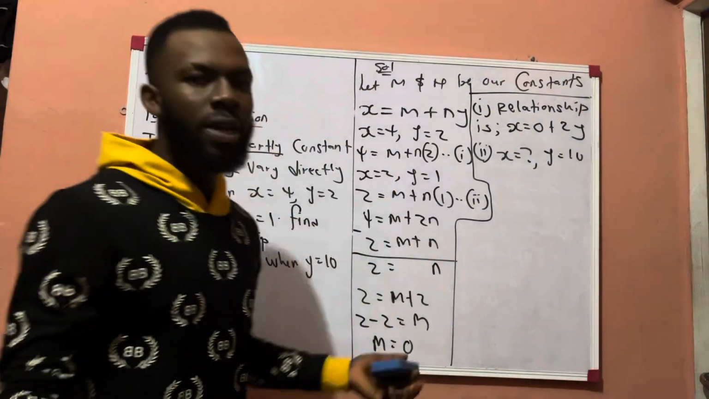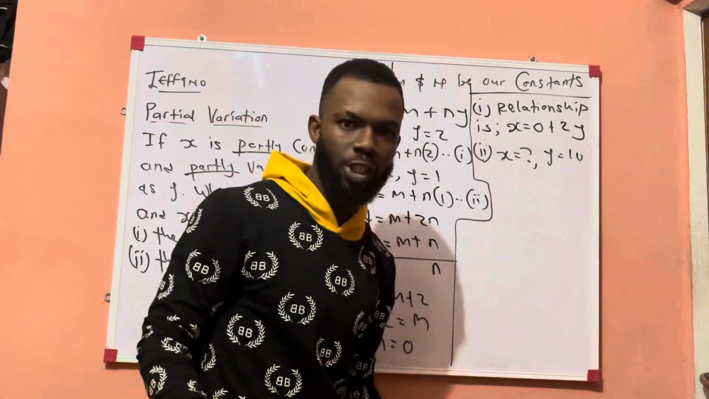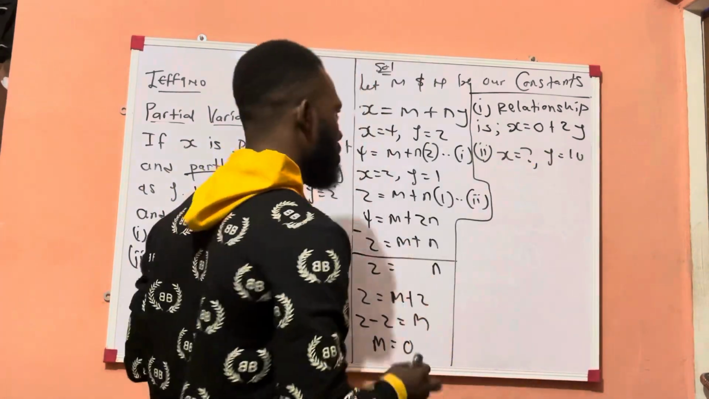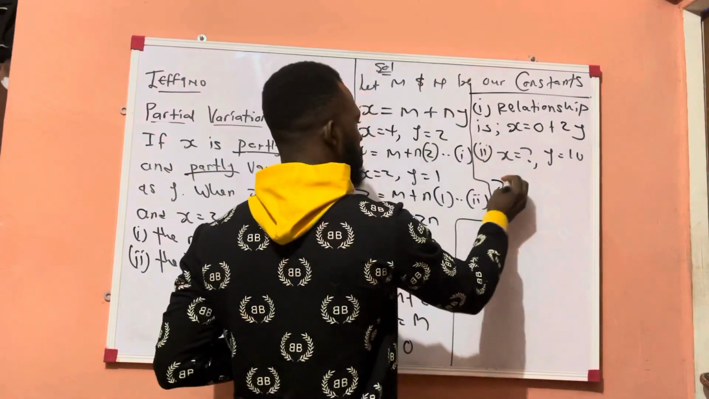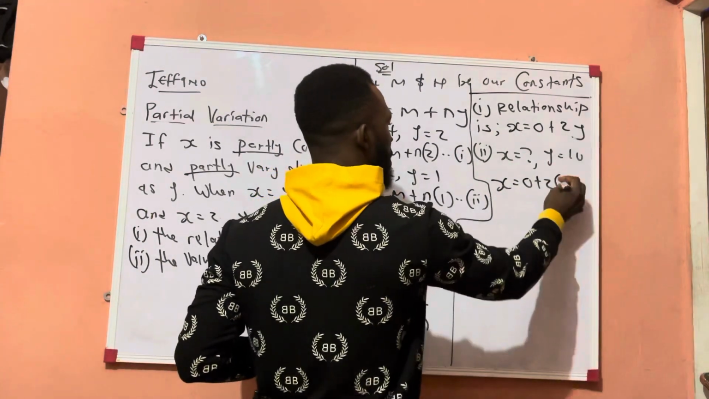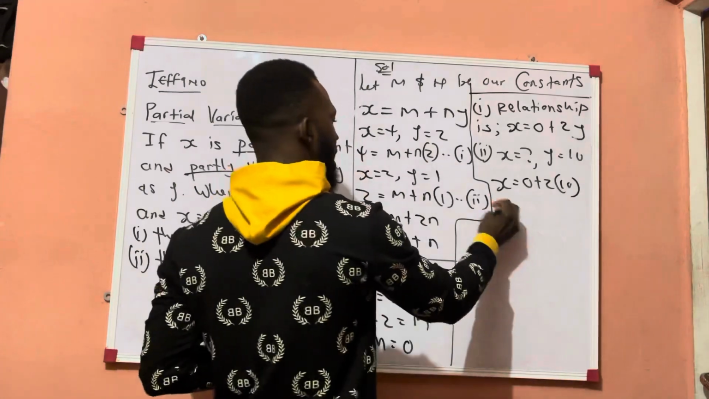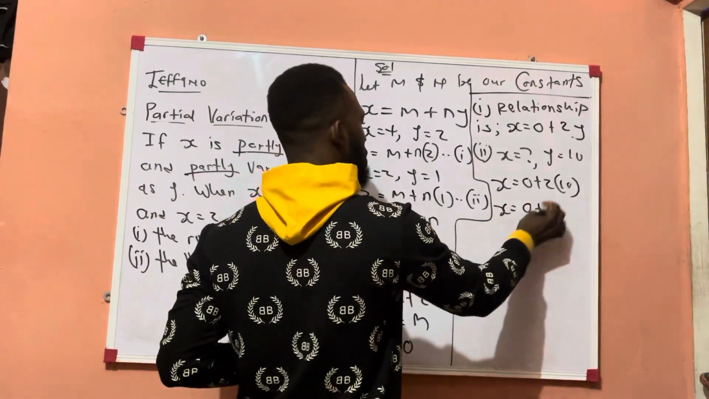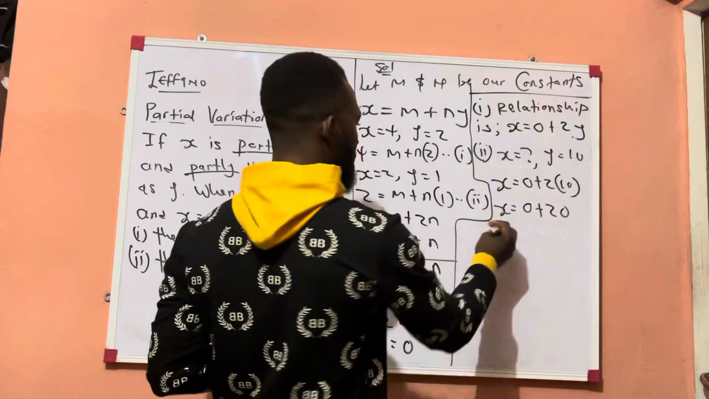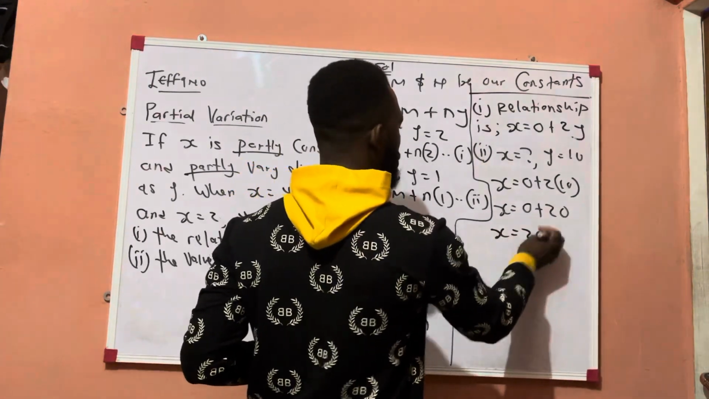Okay, now, how do we get the value of x? It's by using the relationship. Anywhere I see the value of y, what do I leave there? 10. So automatically the working becomes x is equal to 0 plus 2 bracket y, now is 10. So what do we do now? x becomes 0 plus 2 times 10 gives us 20, and 0 plus 20 gives us 20. So x is equal to 20.